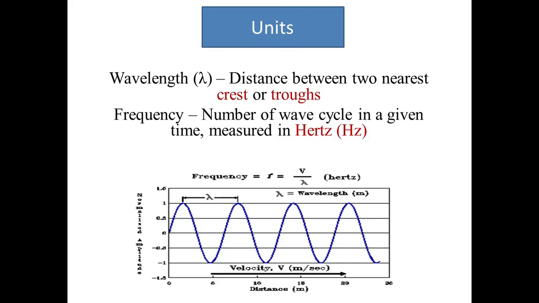Here there are two important units. One is the wavelength, lambda, the distance between two nearest crests or troughs. So this is the crest and trough, and the distance between two nearest crests is called the wavelength, lambda. And what is the frequency? The frequency is the number of wave cycles in a given time, measured in hertz.